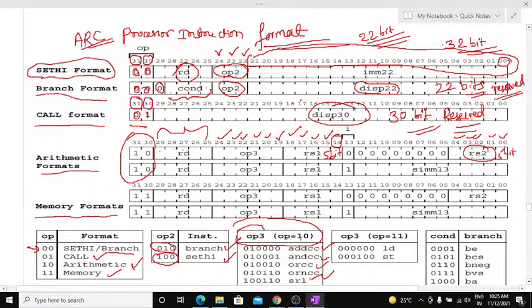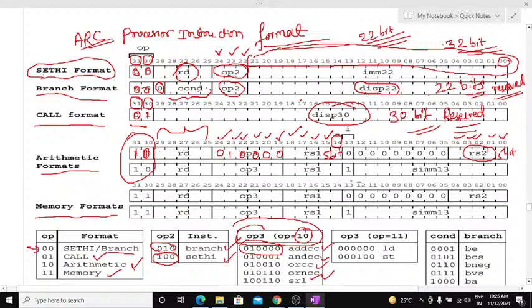If OP is 10 for arithmetic, then this OP3 decides the instruction. For example, for the add instruction, the OP3 is a total of 6 bits, so in this way it will result.